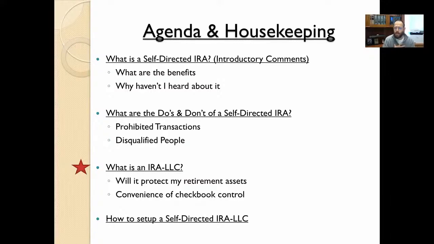Again, the benefits of working with counsel to help you avoid these landmines, which, like I said, could be stepped on. And then I'll spend the bulk of our time talking about what the IRA-owned LLC is.